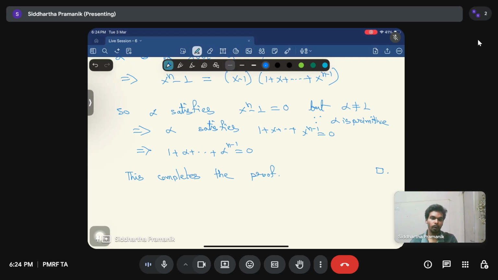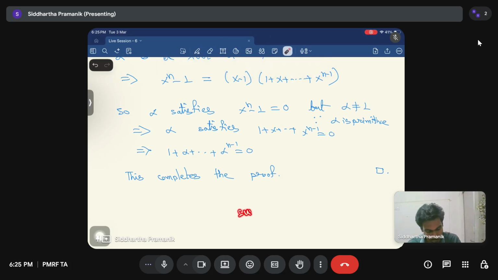So the sum of all nth roots of unity is 0. This is not only true for cube roots of unity, this is true for all nth roots of unity, but n has to be at least 2. So we are talking about the sum of nth roots of unity. So the sum of nth roots is 0.